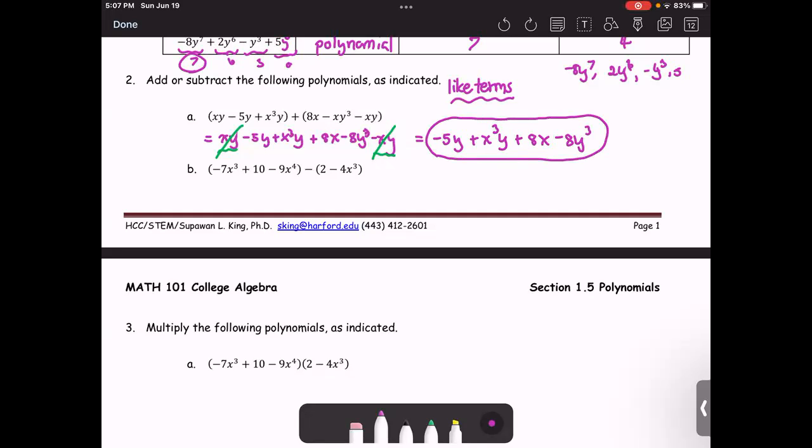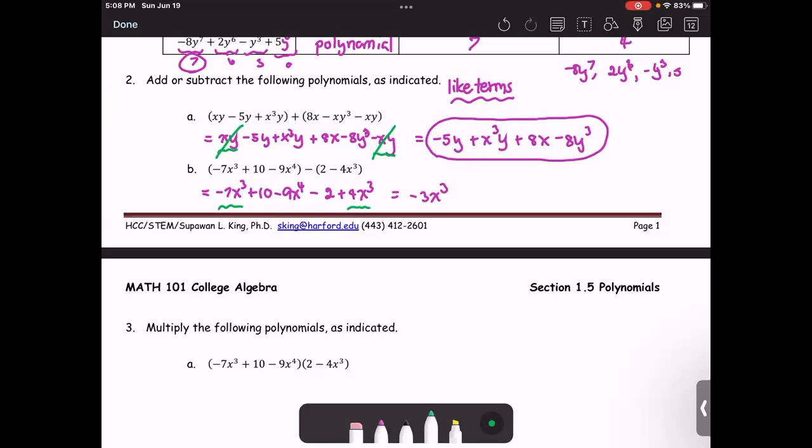In part B, we do the subtraction of these two expressions. First of all, take away the grouping symbol. In the second quantity, we distribute the negative sign to all terms. It's going to be negative 2 plus 4 times x to the third. Next we look for like terms. Negative 7x to the third is the like term of 4x to the third, so we just combine the coefficients. Negative 7 plus 4 becomes negative 3 with the common variable term x to the third.